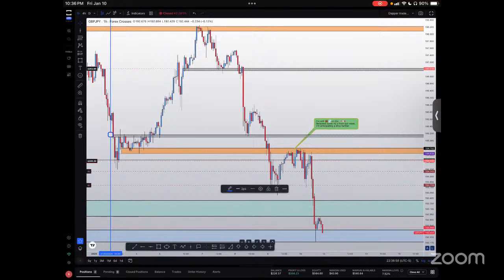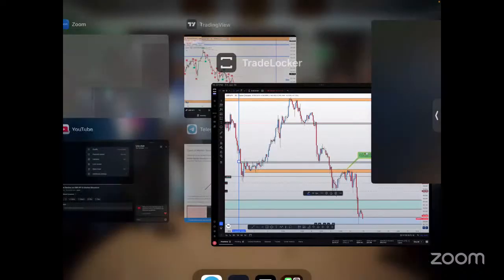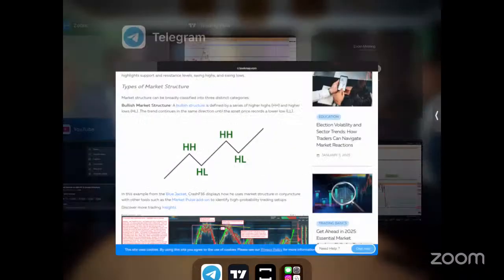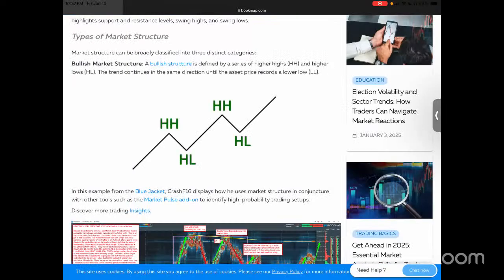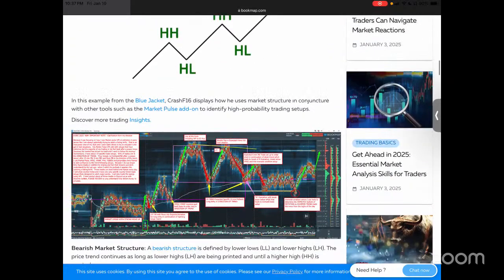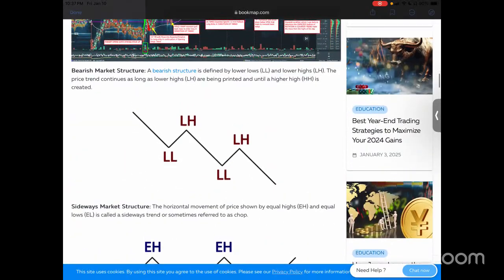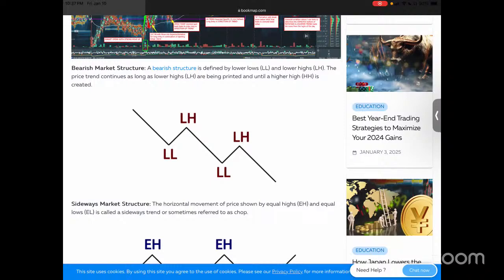So understanding this principle, that's what we're talking about. We're talking about principles of the market, right? Market structure. Somebody read to me what a bearish market structure is. What is a bearish market structure? Lower highs and lower lows.